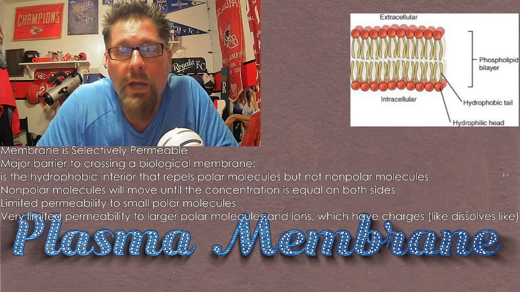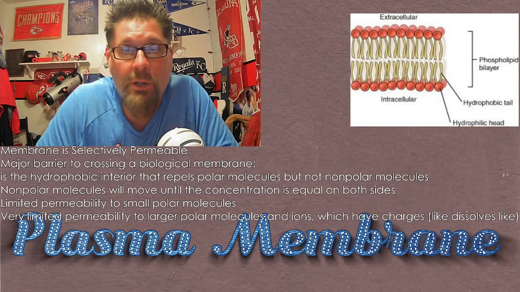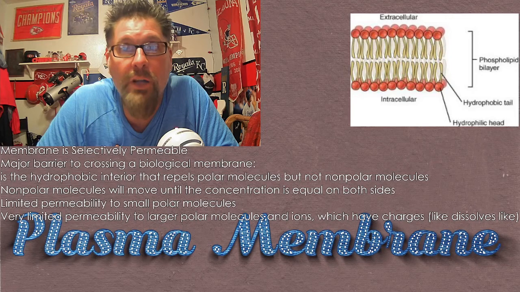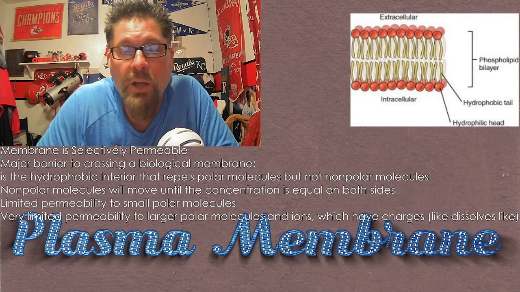But the main thing to recognize is that it's all about the amounts. If there's a whole bunch of something outside of the cell and there's not very much inside the cell, then it's going to move into the cell, trying to even those out, create that equilibrium, 50-50 on the outside and on the inside. So passive transport happens all the time.